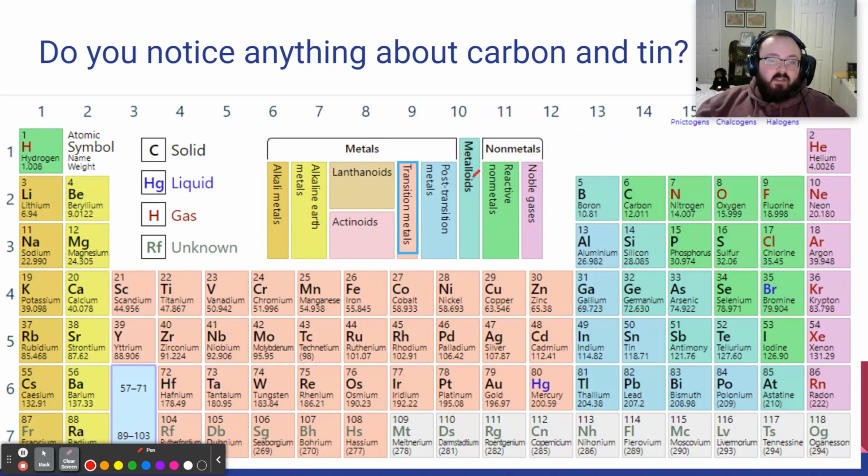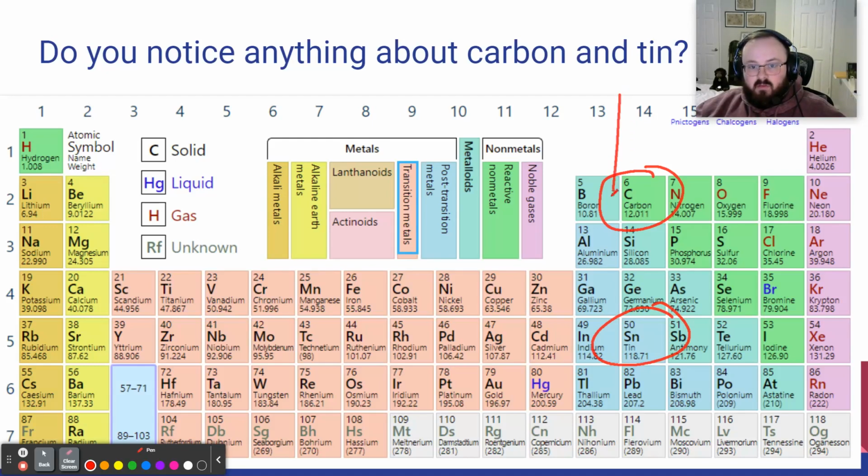Oh, and if you notice something about carbon and tin, here is carbon, here is tin. They both had 4 valence electrons.